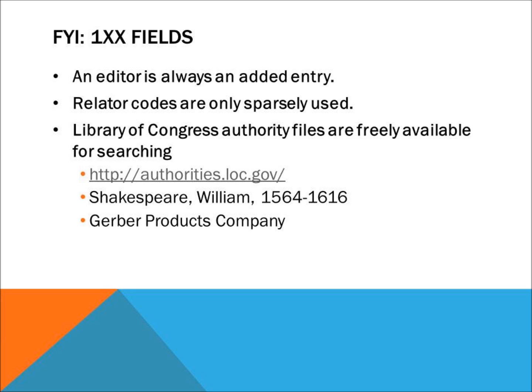The Library of Congress has an authorities database in addition to their main catalog. You can search this database to find the established headings for personal and corporate names. For example, we know from searching the database that the established heading for William Shakespeare is Shakespeare, William, 1564 to 1616. We can also find out that the company that makes Gerber baby food has an established heading of Gerber Products Company rather than Gerber Baby Foods. So the authorities file is a good place to look if you are doing original cataloging and you are not sure what a person's established name is. Rather than just guessing, go ahead and check the file.